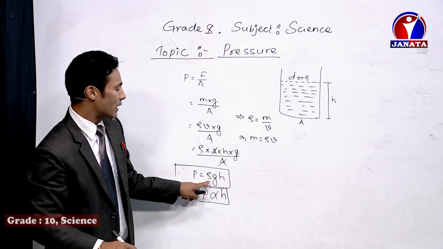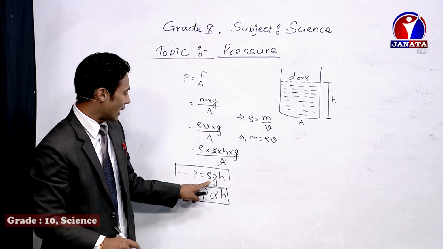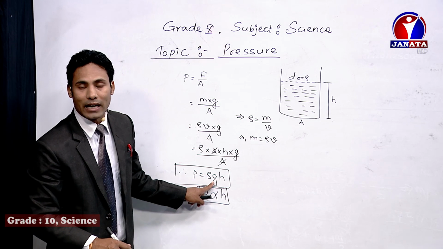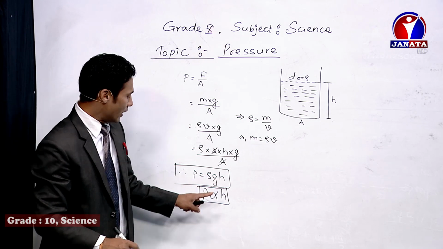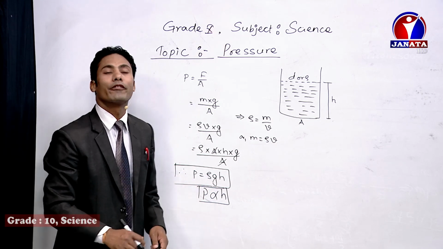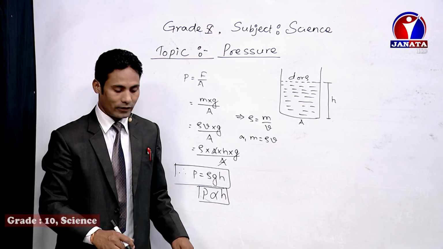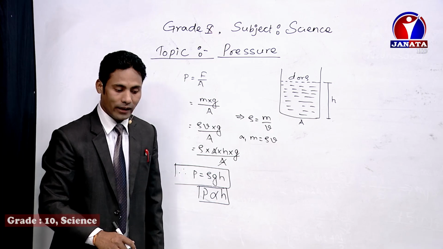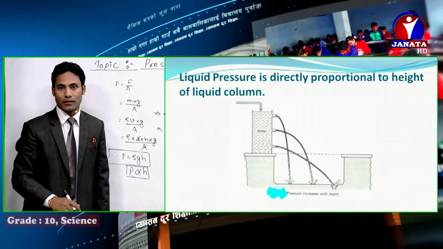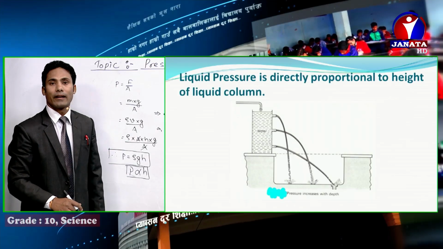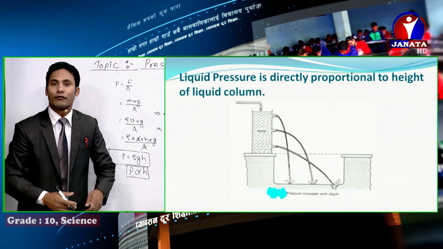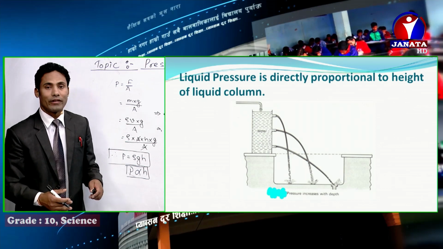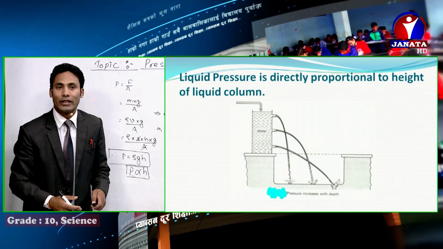Why? Because the density of liquid is constant and the acceleration due to gravity is constant. So the liquid pressure varies with the height of the liquid column. You can see on the screen one demonstration of how we can prove that the liquid pressure varies with height, or according to the depth of the liquid column.